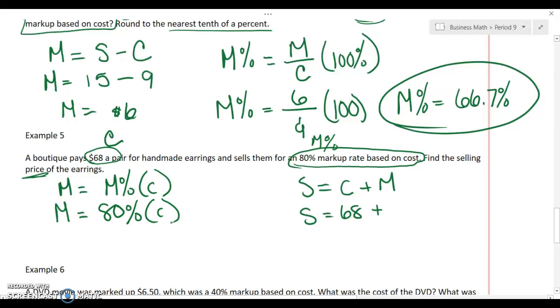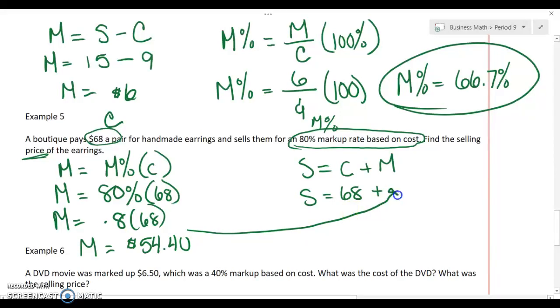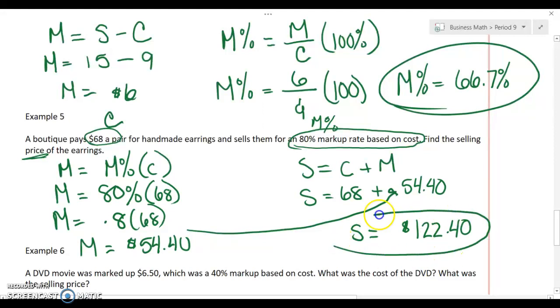Let's plug 68 in for cost too. Do we ever leave things as a percent? No. So 80% becomes 0.8. And what is 0.8 times 68? 54.40. I now can take that over to my formula, 54.40, and I can find my selling price of $122.40.